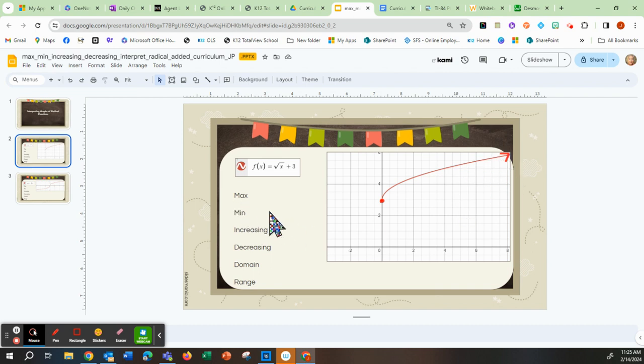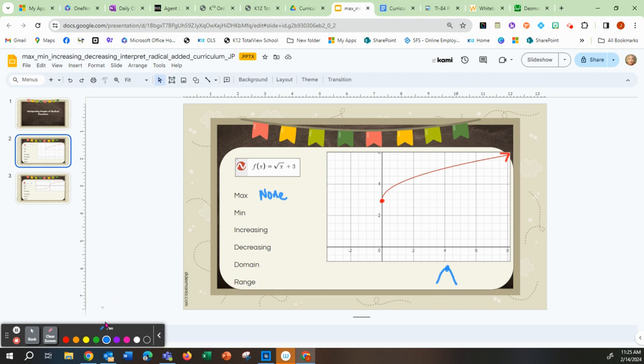So when it asks about a max, that is where a graph reaches its highest point and then it comes back down. So in this particular graph, we don't have a max. And we don't have a max because the graph doesn't go up and come back down. So it doesn't have a highest point. So we would have to say there is none. So we would say none for that one.